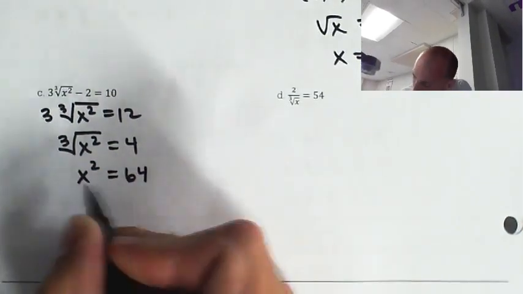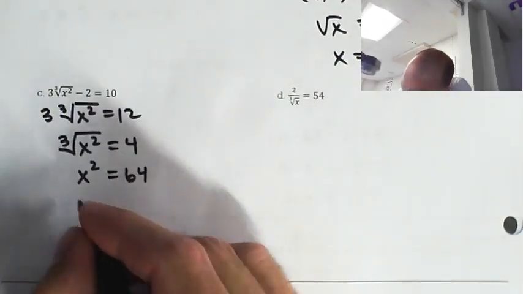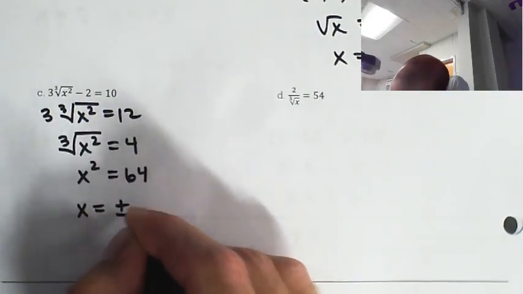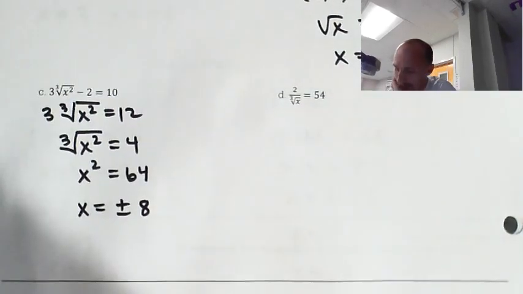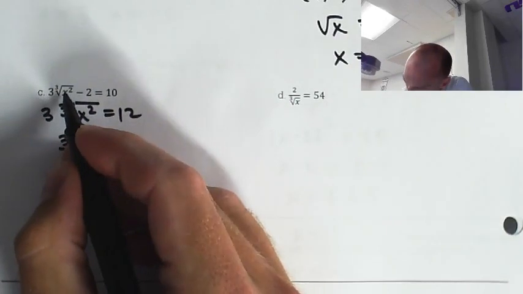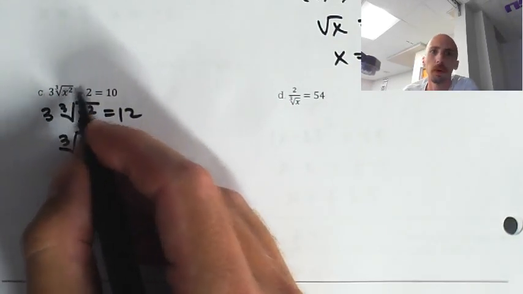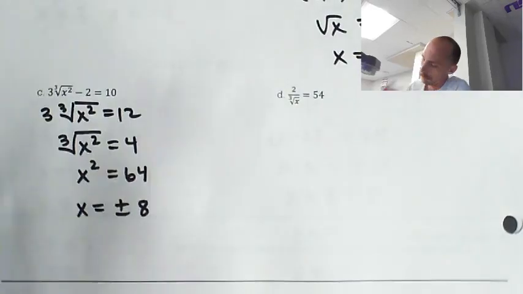So that would be 64. And then we'll take the square root of both sides. That's where the plus minus comes in. And I'm going to say x equals plus or minus 8. Okay? And the reason for the plus or minus: if I take that negative 8 and go back in here and square it, I'm going to get positive 64. And I take the cube root of that, I get 4, and it works out. Okay, feel good about it.